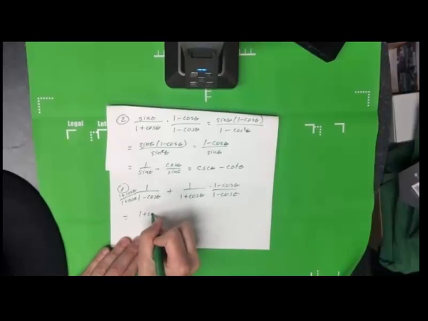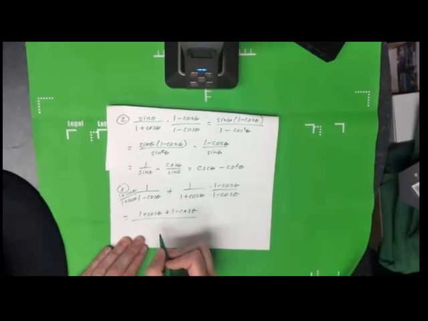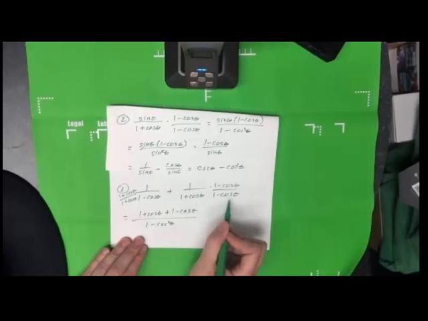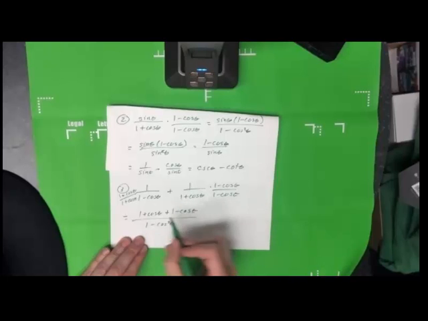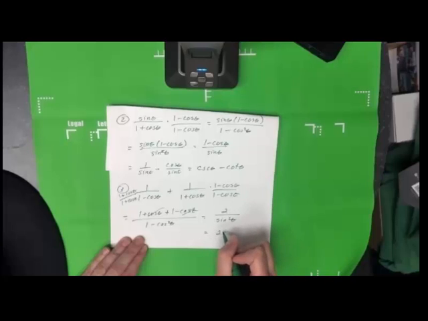Well, I get 1 plus cosine. Sometimes 1 is just itself. Here I get 1 minus cosine. Here I get 1 plus cosine times 1 minus cosine. All right, but what is that? Well, that's 1 minus cosine squared, as far as foiling it out. Notice cosines drop out here. I get 2 over 1 minus cosine squared, but 1 minus cosine squared is sine squared. And so then I get 2 cosecant squared of theta.